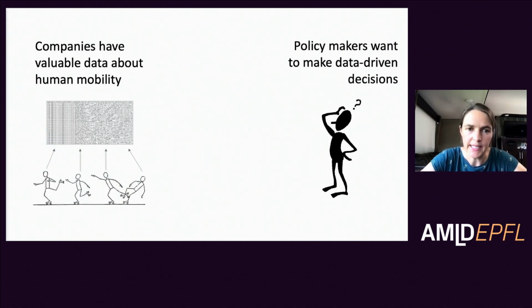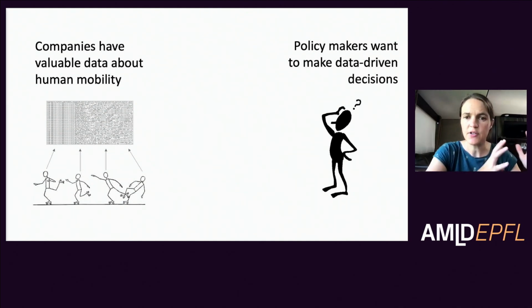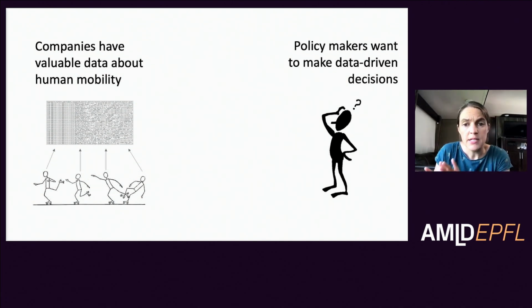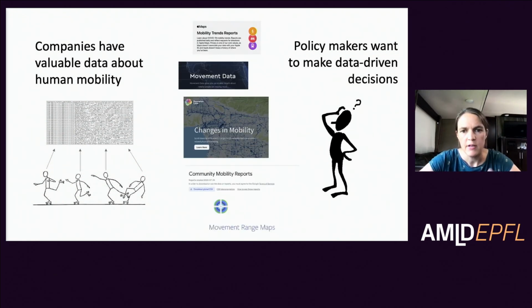The problem here is that although industry has this valuable data about human mobility, and policymakers do need to make decisions based on data, generally there's just not any capacity at the decision-making level to use this data in a way that's really clearly related to the things that they need to do in their policy. So there's this gap. So there are these dashboards, but for the most part, most policymakers, I would say, didn't know what to do with them and didn't really know how to use them to make sense of their data.